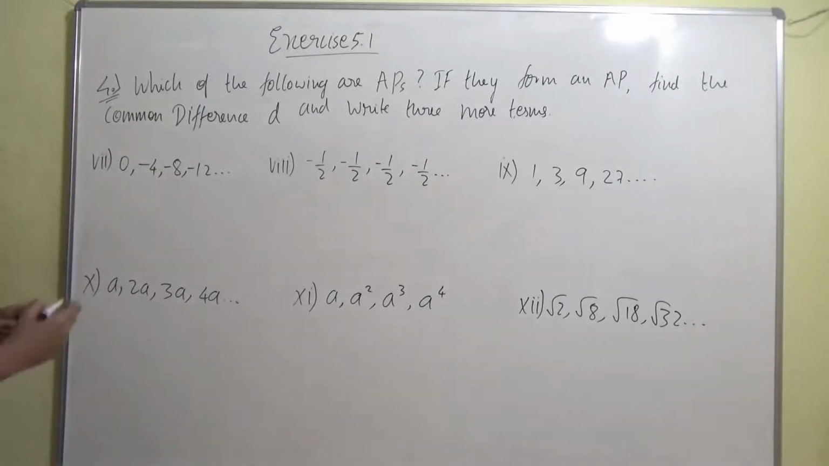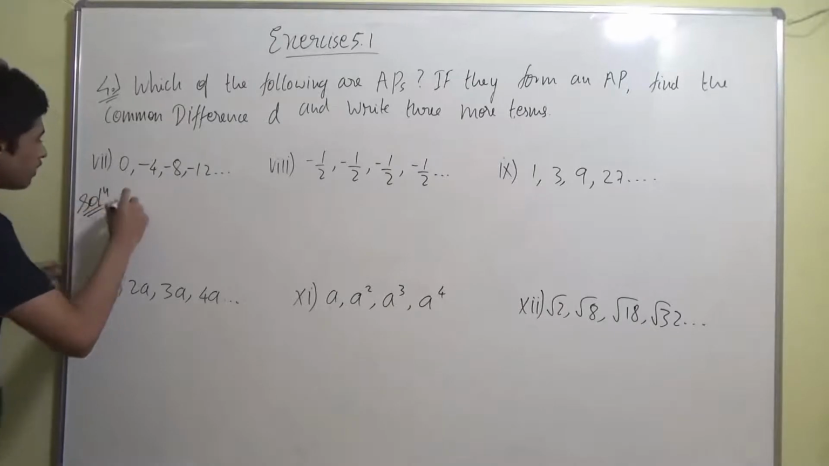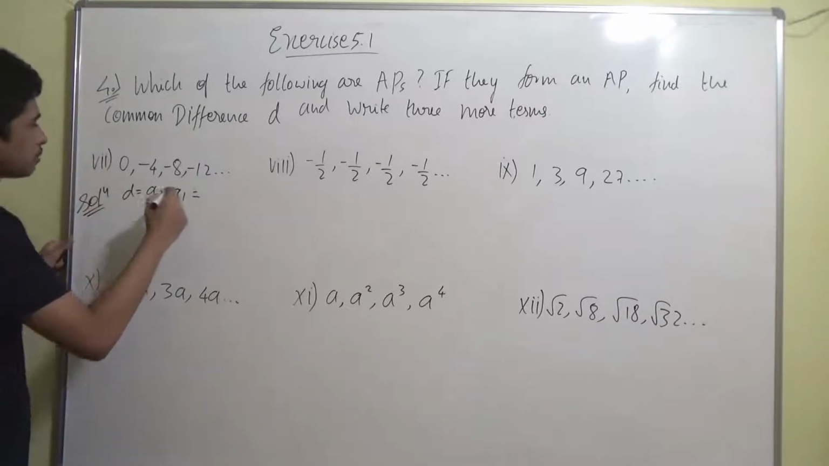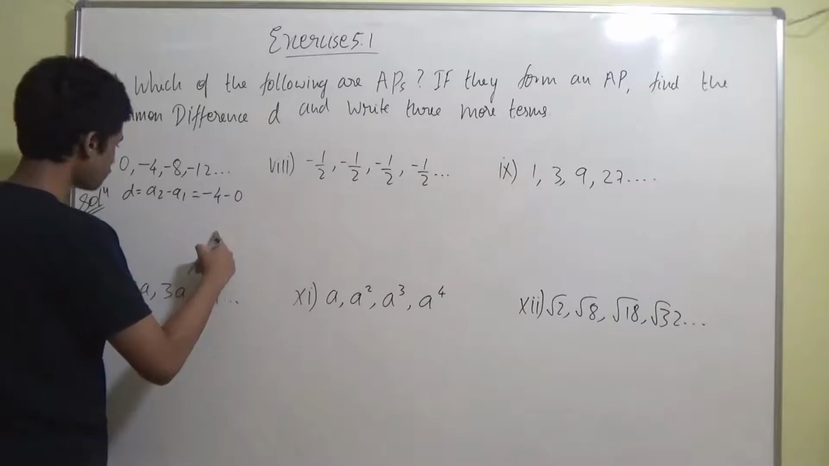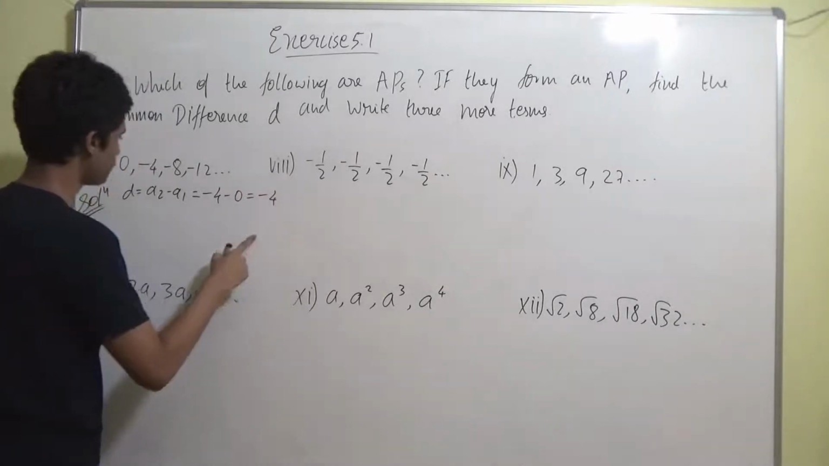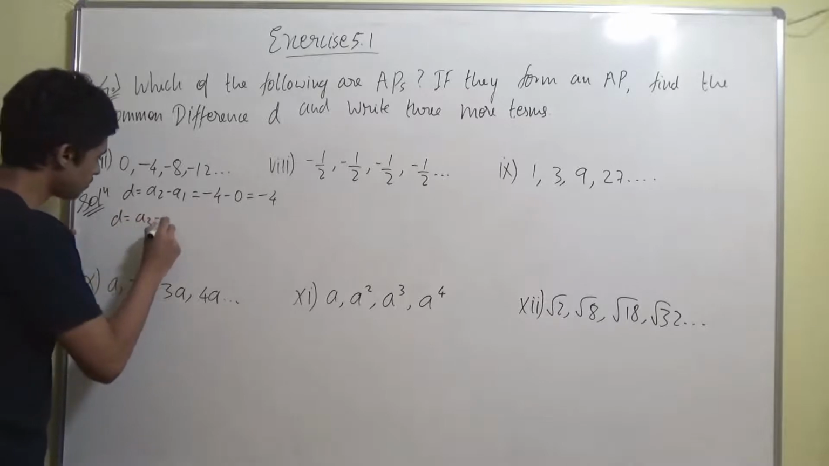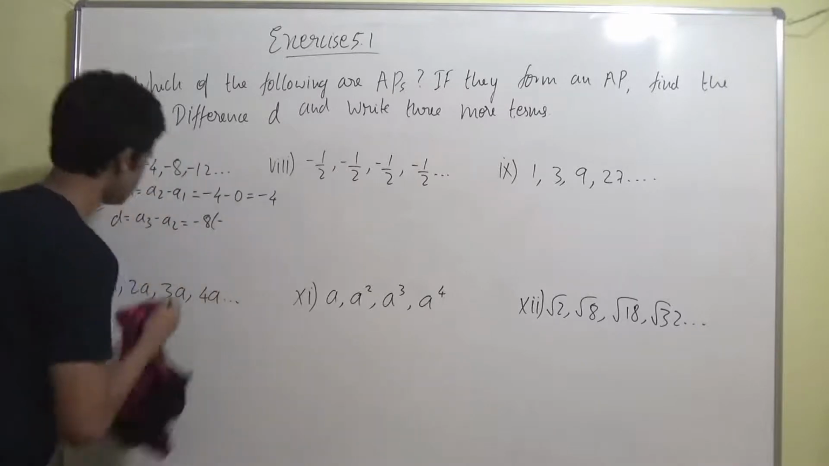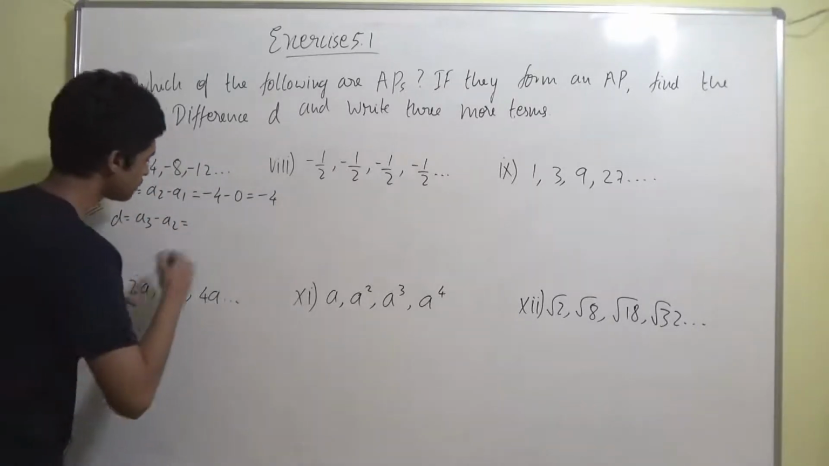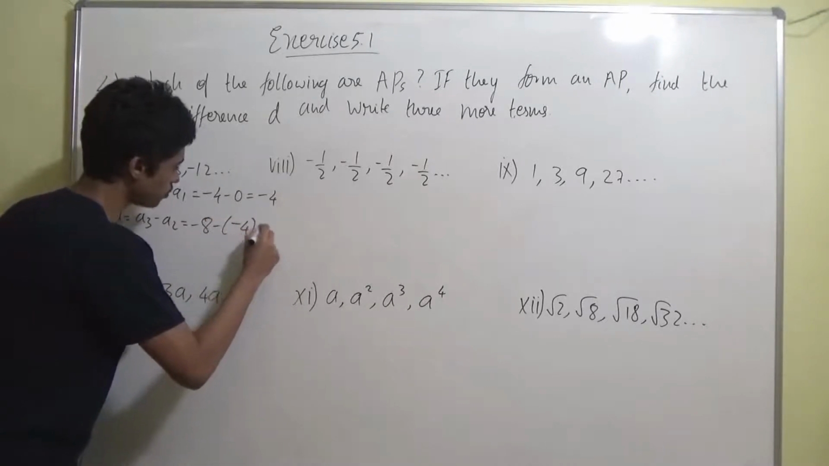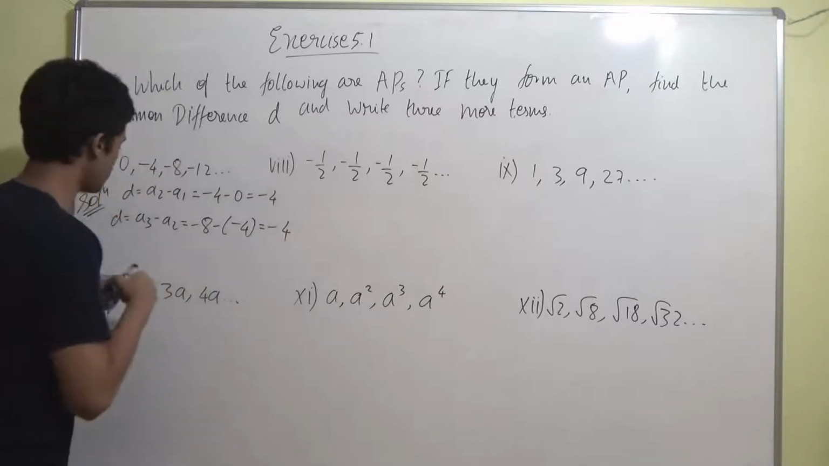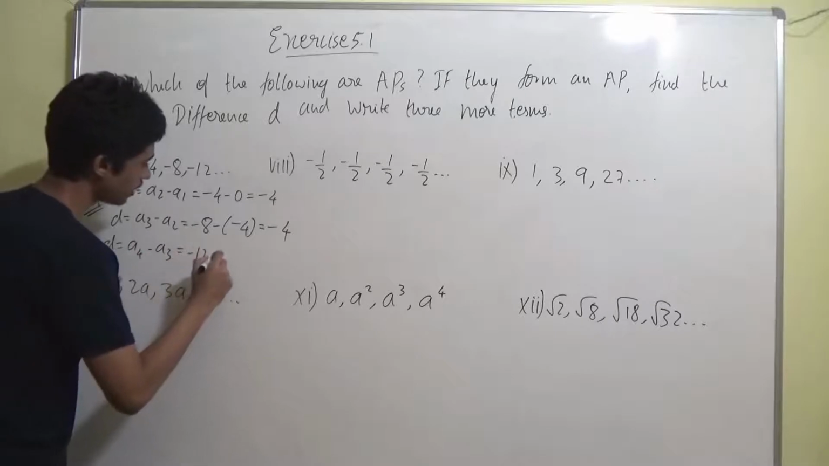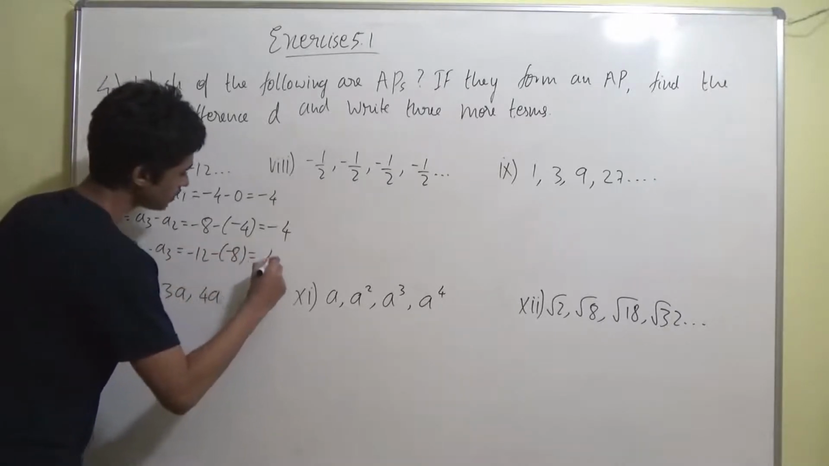To check whether it's an AP, first we have to find the D, right? D equal to A2 minus A1. If we do this for this series, it will become minus 4 minus 0, which is equal to minus 4. Now if you do A3 minus A2, this will become minus 8 minus of minus 4, which is equal to minus 4 again. If you do D for A4 minus A3, this will become minus 12 minus of minus 8. This will become minus 4 again.